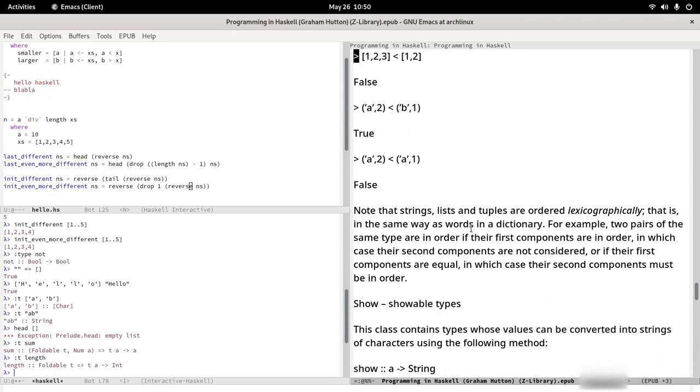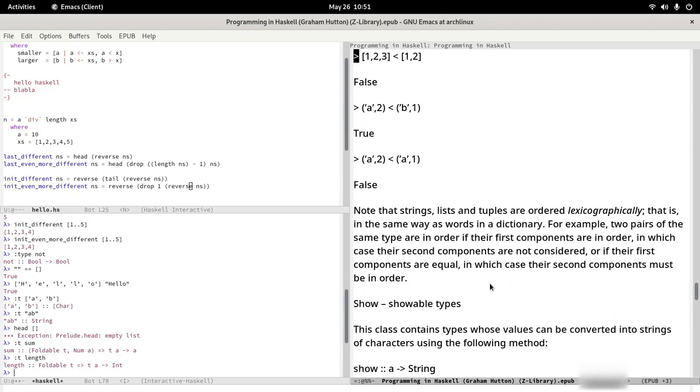Note that strings, lists, and tuples are ordered lexicographically, that is, in the same way as words in a dictionary. For example, two pairs of the same type are in order if their first components are in order, in which case their second components are not considered, or if their first components are equal, in which case their second components must be in order.